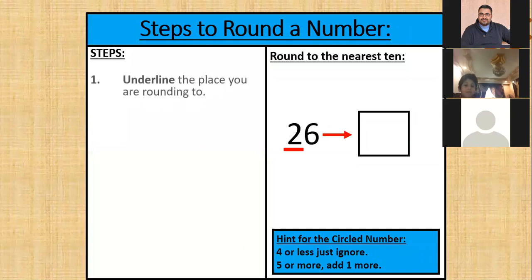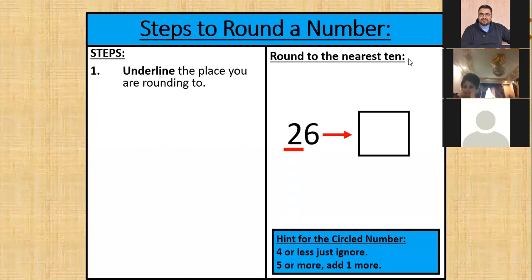Step number 1, underline the place you are rounding to. Here we want to round to the nearest 10, so I will put a line under the number in the 10s place. It will be the first step. Step number 2, circle the number to the right. Here we will make a circle around the number to the right of this place. Here we will make a circle around 6.